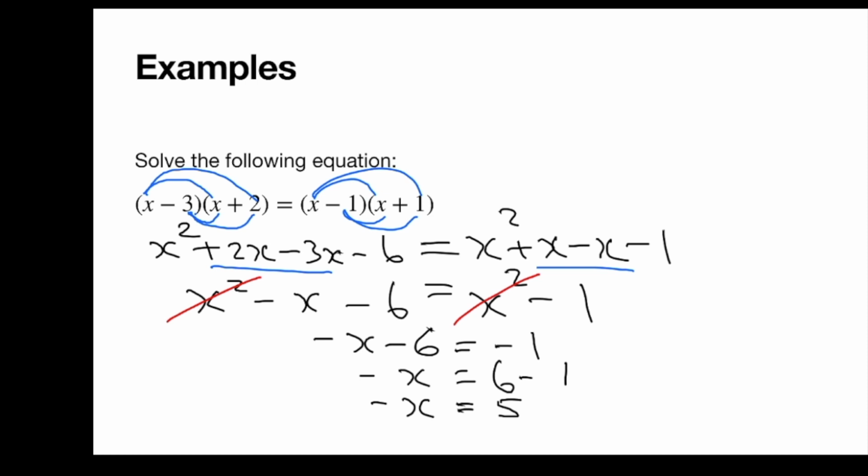A coefficient of x is negative 1. There is a 1 there. So dividing both sides by a minus 1, divide the left-hand side by a minus 1, and divide the right-hand side by a minus 1. That should give us x is equal to minus 5. All right, so that's your answer.